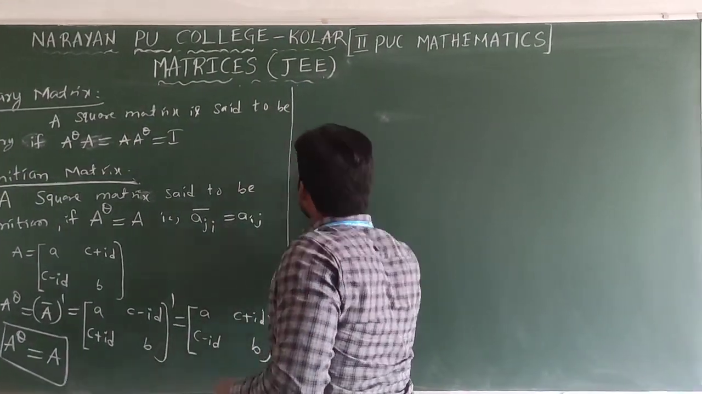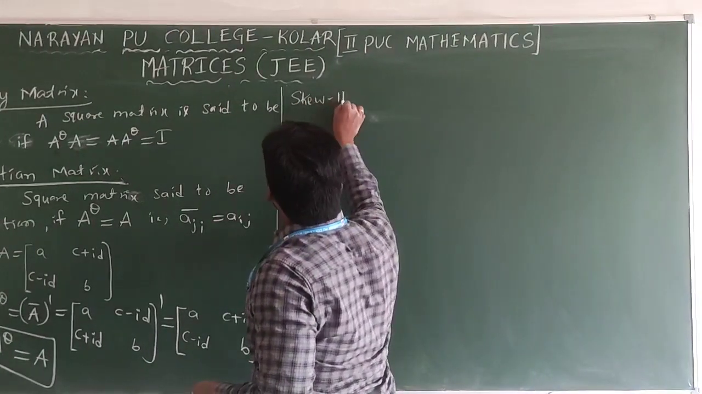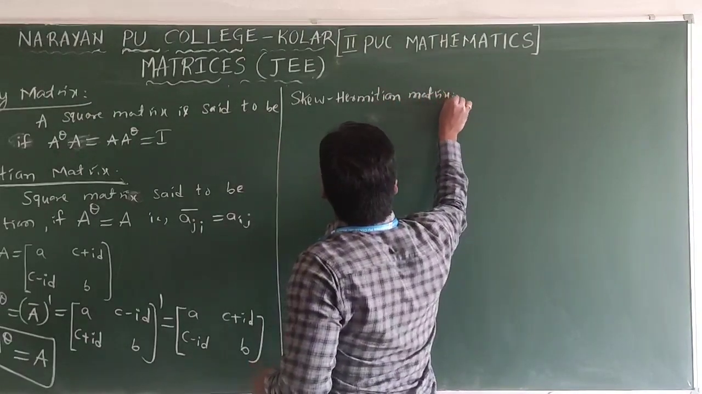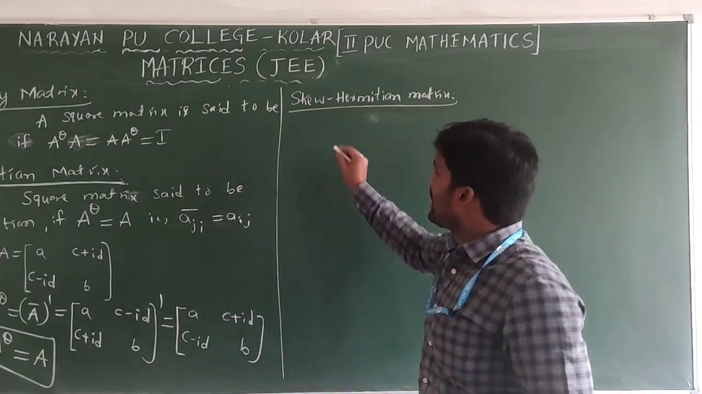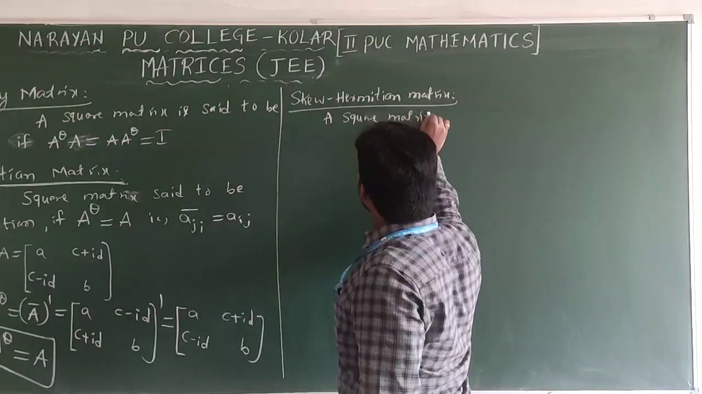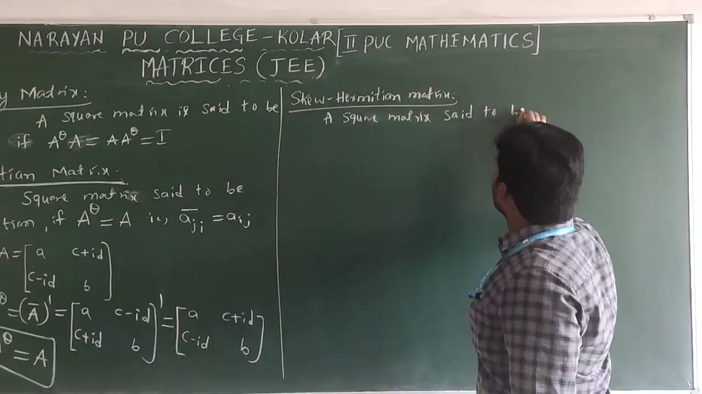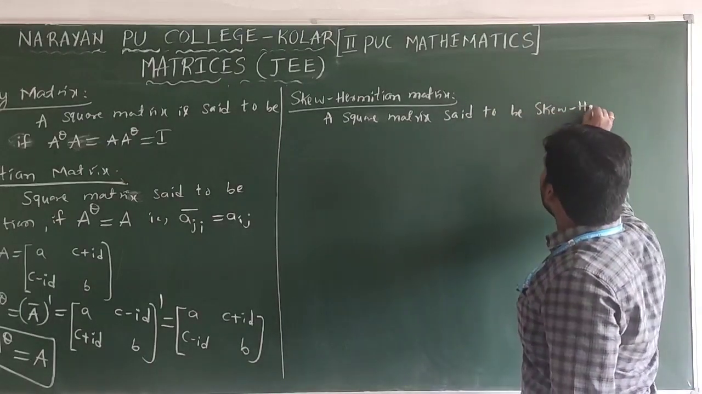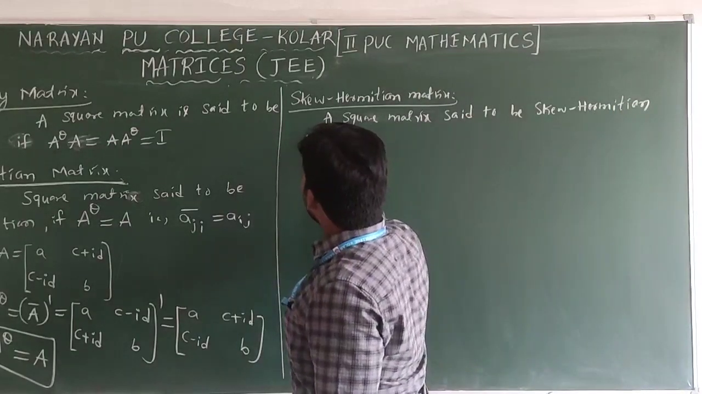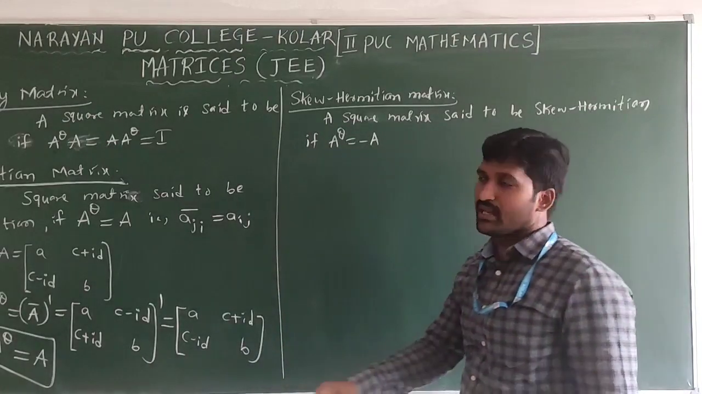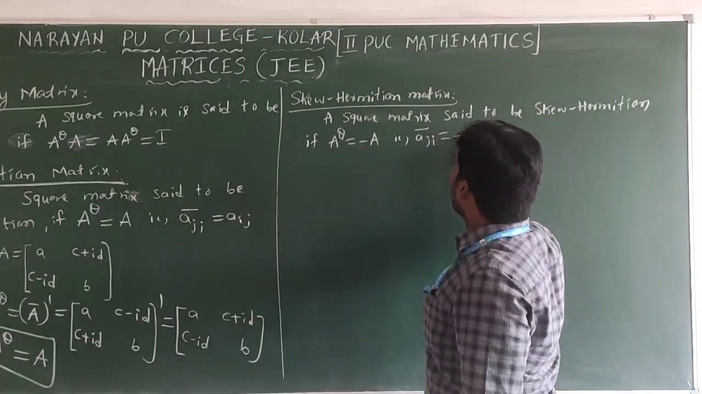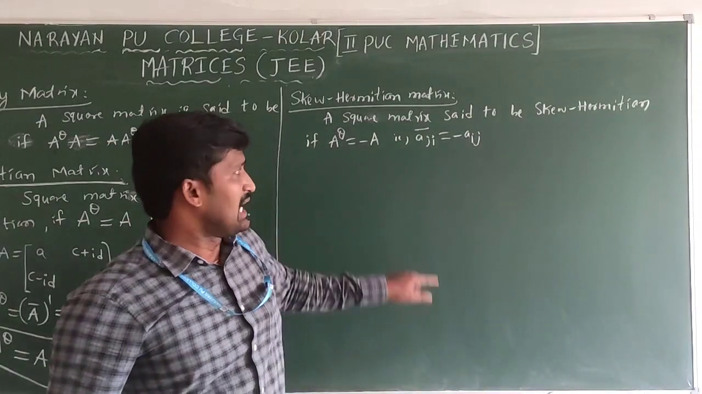Next, skew-Hermitian matrix. A square matrix is said to be skew-Hermitian if A power theta equals minus A. Here, that is, a ji bar equals minus a ij. These are elements, element symbols.